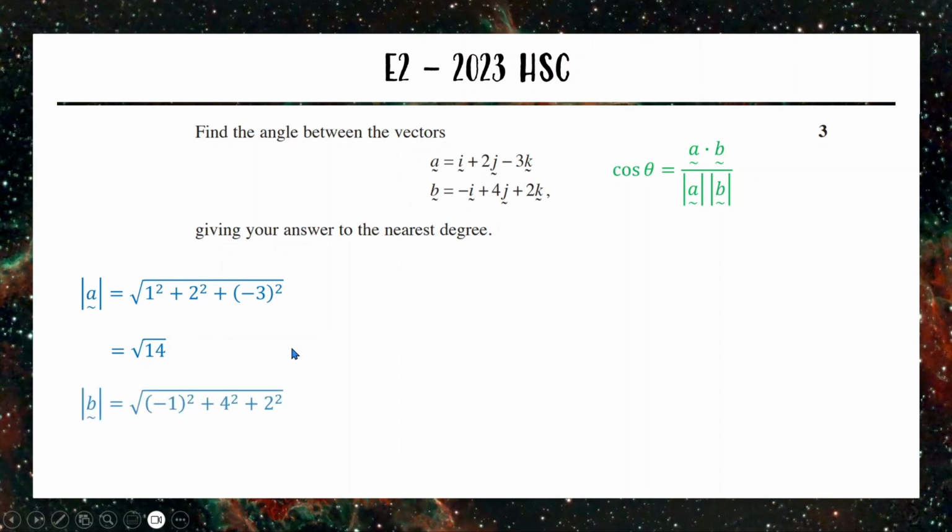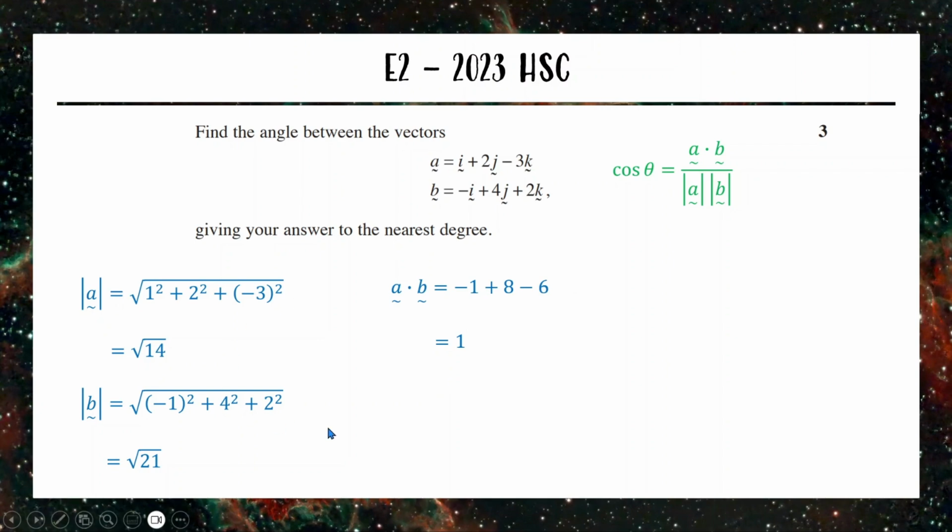We'll do the same thing for B, taking negative 1 squared plus 4 squared plus 2 squared. Summing those all together gets us a value of 21, which means that the magnitude of B is equal to the square root of 21. And now the last piece we need is the dot product, which is nice and easy. We just take our x components and multiply them together to get negative 1. Take our j or y components and multiply them to make 8. Multiply the z components to make negative 6, and then just combine these all together. So minus 1 plus 8 minus 6 gets us a value of positive 1.